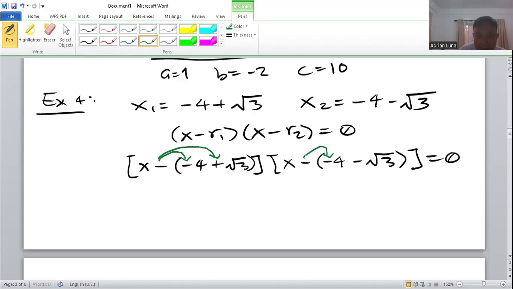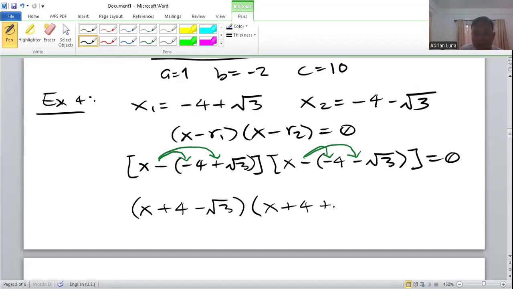Kaya ang mangyayari is x, negative times negative magiging positive 4, negative times positive negative square root of 3. X, negative times negative, so plus 4. Negative times negative plus square root of 3 is equals to 0. Kanina, ito yung nakagroup. But this time, ito naman yung group natin.